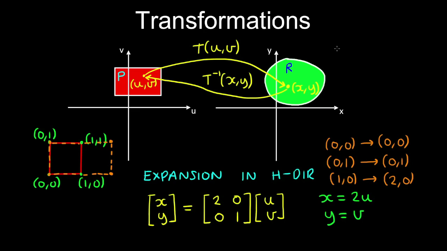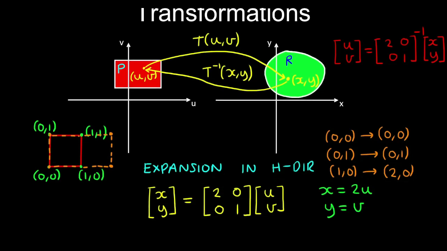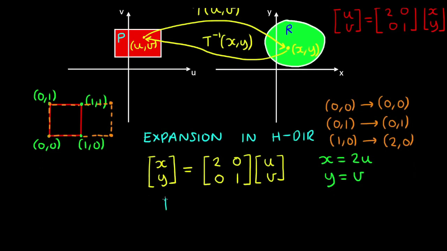So essentially, UV is equal to the inverse of this transformation matrix multiplied by the point xy. Now an example of a transformation that is not one-to-one is the orthogonal projection onto the horizontal axis.